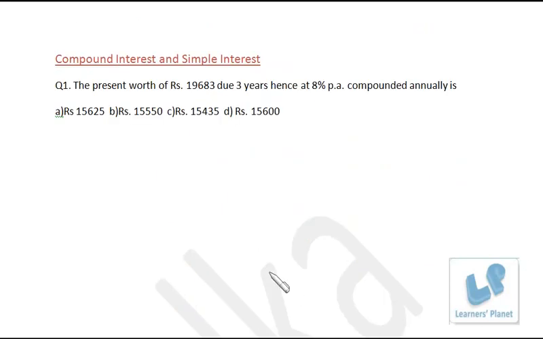Now friends, let's see this problem based on simple and compound interest. The present worth of 19683 due 3 years hence at 8% compounded annually is, okay, we assume that the present amount is P, right? And the rate of interest is 8% and it is compounded annually. So the total amount due after 3 years will be P times 1.08 cube, and that is actually 19683. Now you have to find out the value of P, right?